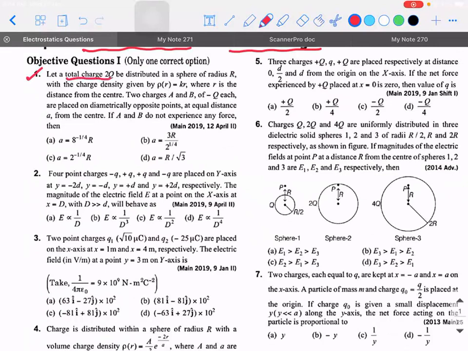Let a total charge 2Q be distributed in a sphere of radius capital R with a charge density given by the expression rho of r is equal to k into r. Okay, accepted. Where r is the distance from the center, two charges A and B of minus Q each are placed on diametrically opposite points at equal distance a from the center. If A and B do not experience any force, then what is the value of small a?